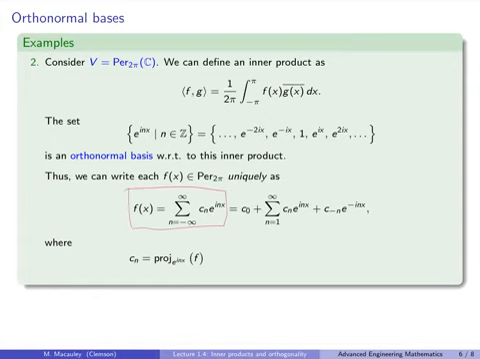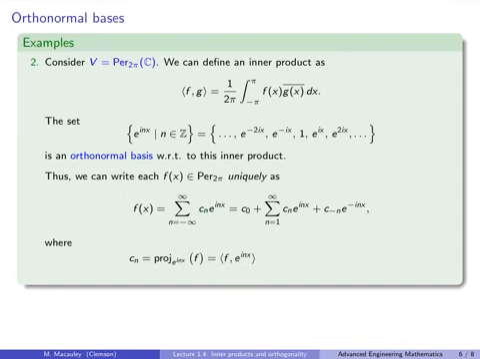Either way, not only do we have the fact that such a function can be written very nicely like this uniquely, but we amazingly have a formula for the coefficients. We know how to do this as well. That c_n is just a projection of the function f onto that corresponding basis vector. Now what's the projection? Remember, it's with respect to this inner product.